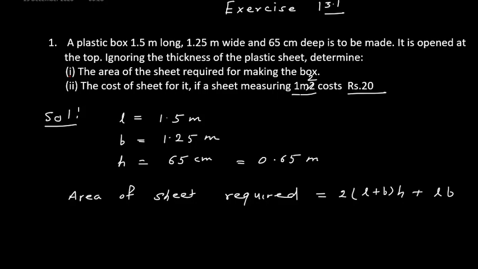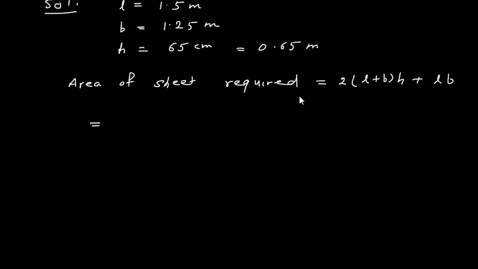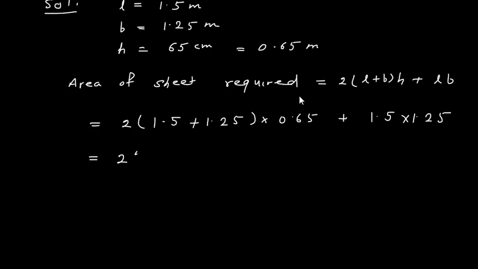Now this is equals to, I will put the values, 2 times length plus breadth is 1.5 plus 1.25 into height is 0.65 plus area at the base is 1.5 into 1.25. So this is 2 into, now if we add, you will get 2.75 multiplied by 0.65 plus here 1.5 into 1.25.